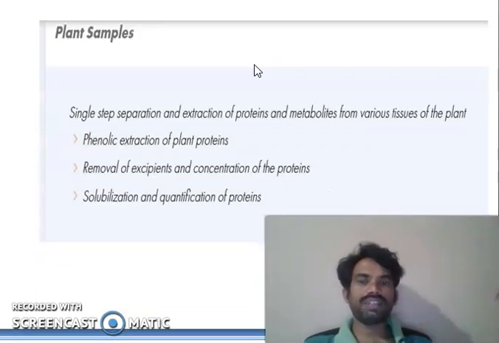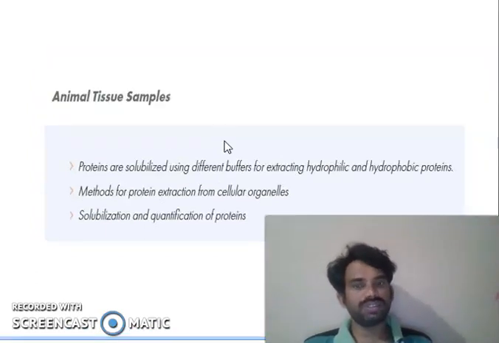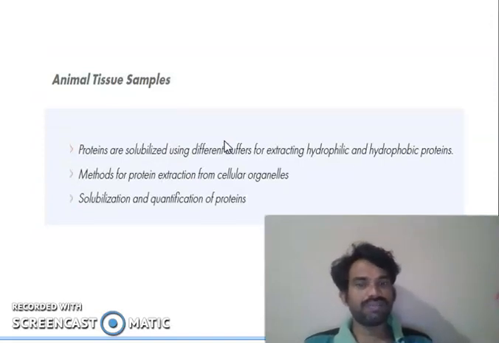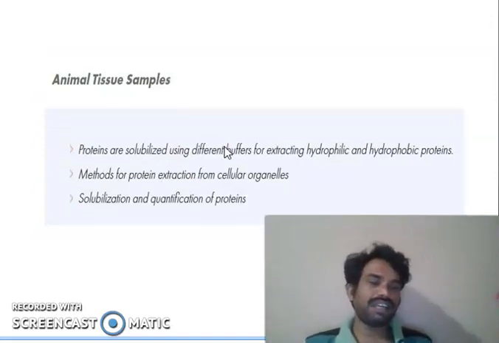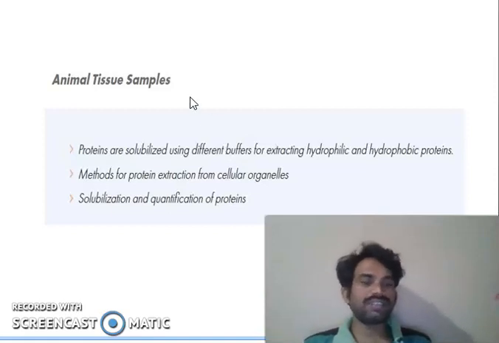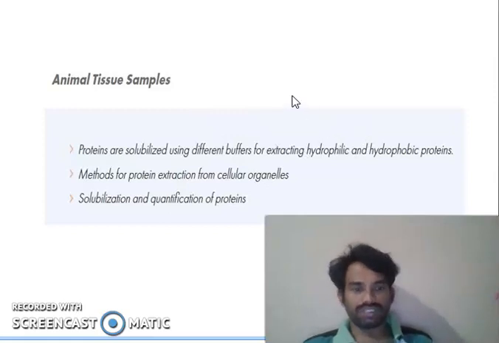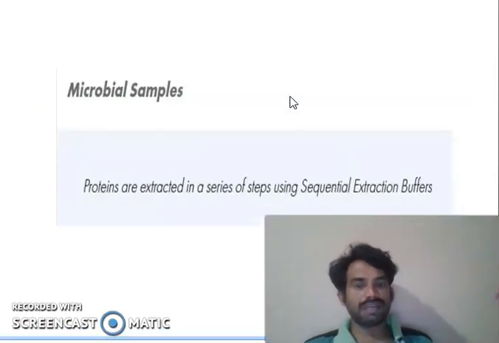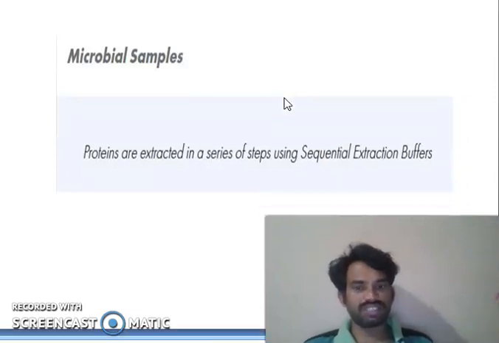These are for plant samples: how we extract the protein, and how to remove the excess amount of this concentration of protein. You can use these techniques. For animal tissues, for the extraction of protein from various plants and animals, and dairy, tissue cultures, and other biological fluids, they use buffer for the extraction of hydrophobic and hydrophilic proteins. Then you can see microbial samples, also nowadays they use sequential extractions with buffer.